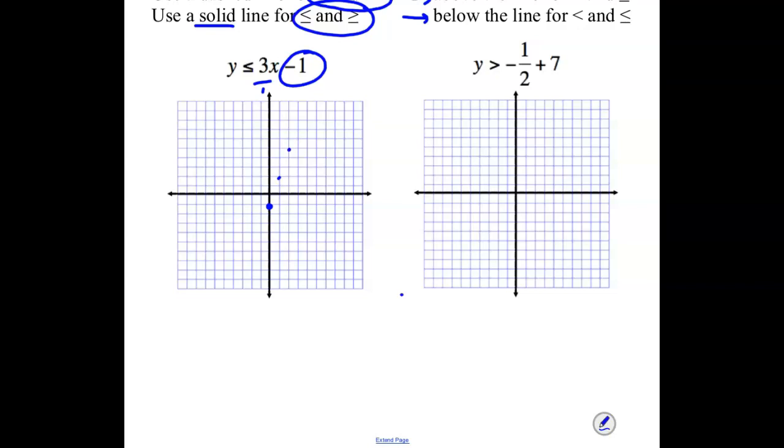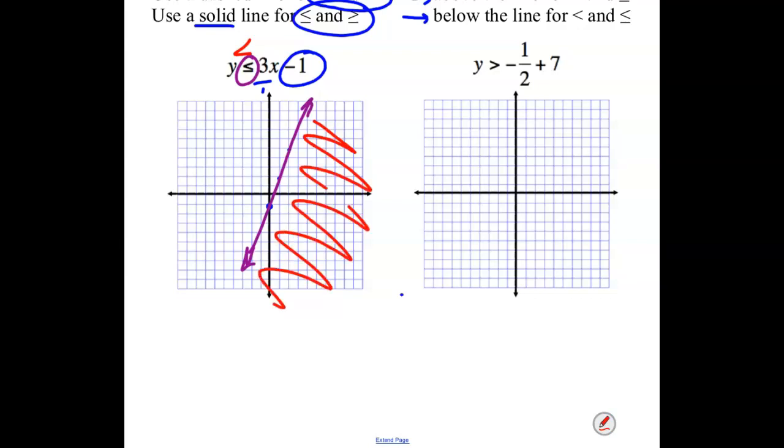Then we look at our inequality symbol. Since there is an equal sign on it, we are going to use a solid line. Make sure your line has arrows on the end. And then we focus on the less than part. Because it's less than, we want to be underneath our line. So values that would be underneath the line would be everything in this half of our coordinate plane.